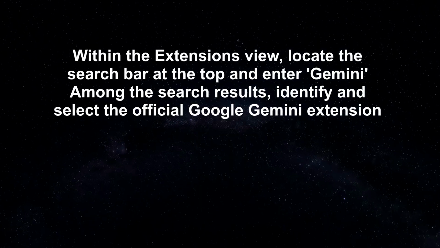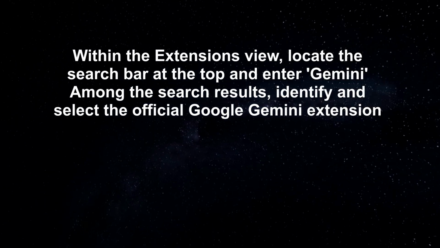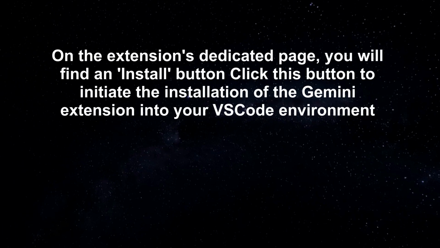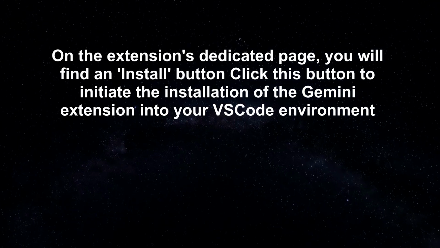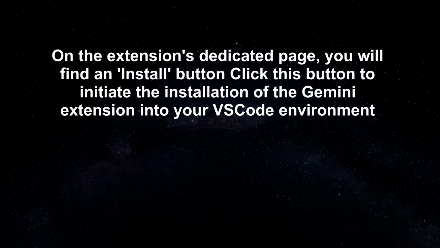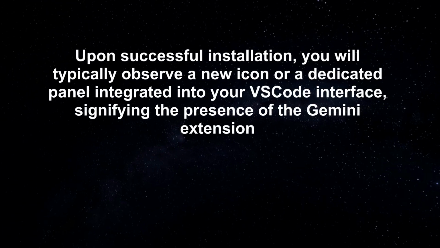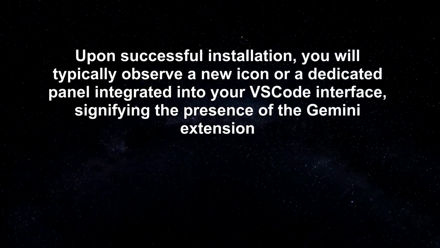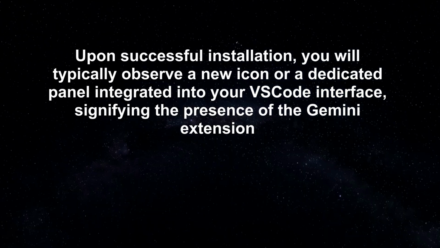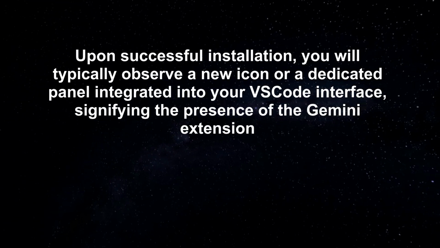Within the extensions view, locate the search bar at the top and enter Gemini. Among the search results, identify and select the official Google Gemini extension. On the extension's dedicated page, you will find an Install button. Click this button to initiate the installation of the Gemini extension into your VS Code environment. Upon successful installation, you will typically observe a new icon or a dedicated panel integrated into your VS Code interface, signifying the presence of the Gemini extension.